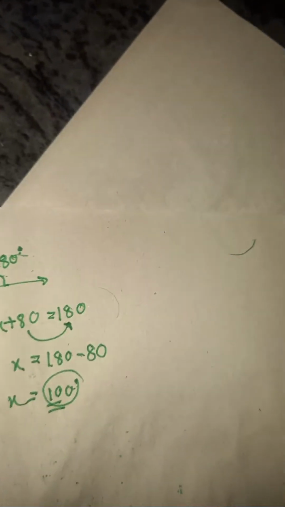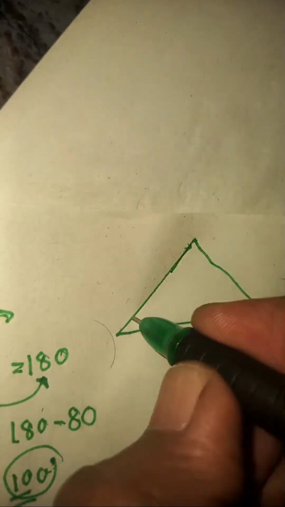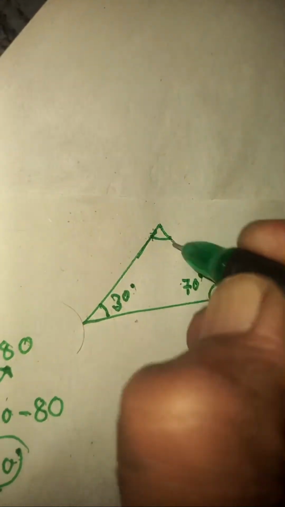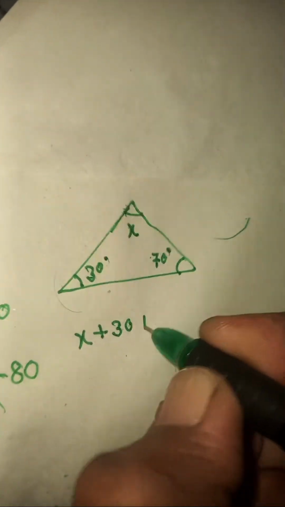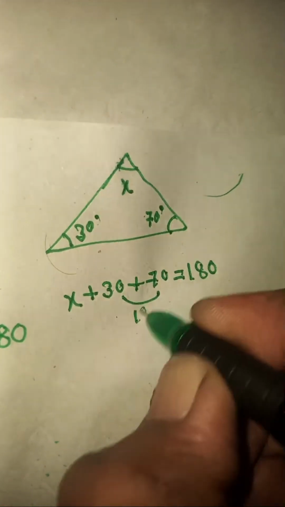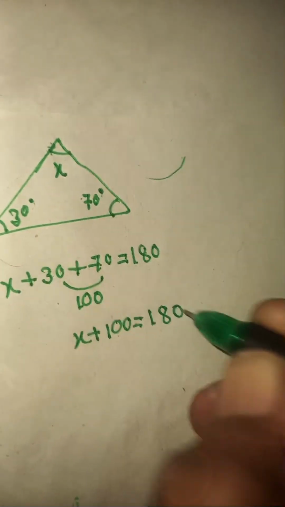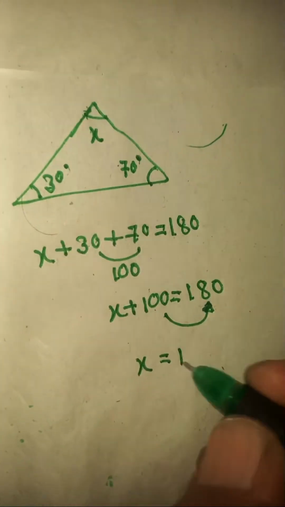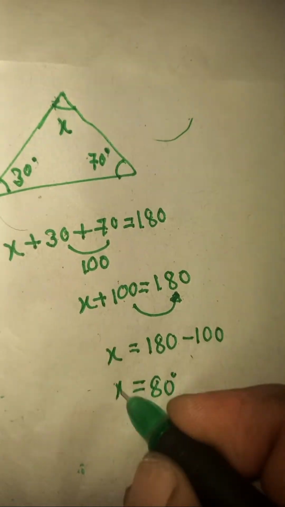Now let's take one more problem. Here they have given a triangle. They have given this angle as 30 degrees, this angle as 70 degrees, and find out the value of x. You can do it easily. x plus 30 plus 70 equals 180 degrees. Here 30 plus 70 becomes 100. x plus 100 equals 180 degrees. Send this 100 that side, it becomes minus 100. x equals 180 minus 100, which becomes equal to 80 degrees.